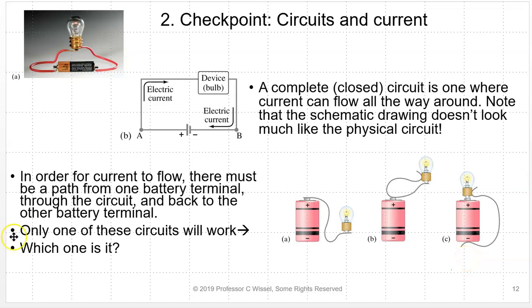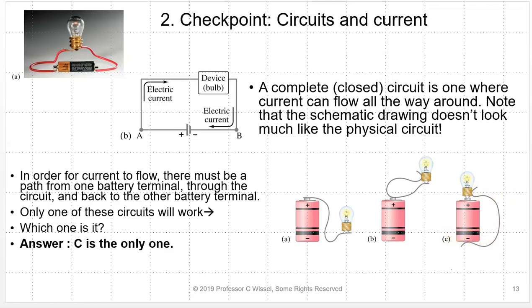Which one is it? Well, if I look at this, I can see this is not connected to the negative terminals. This is not a complete circuit. Ditto for this. This one, the current can flow from the positive terminal through the light bulb back to the negative terminal. So this one is complete. So C is the correct answer.